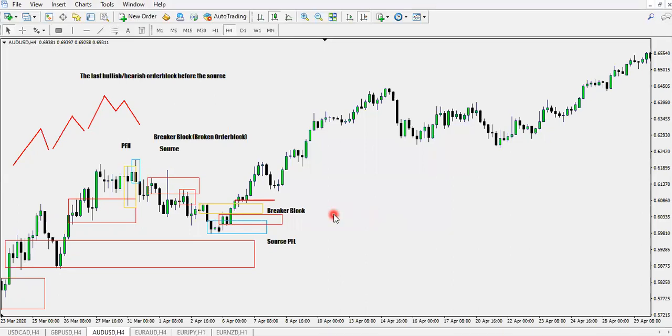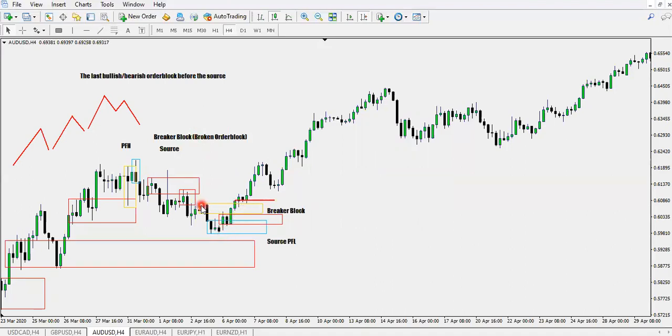Okay, so this won't happen all the time, but generally when the breaker block, or the last broken order block before the source, are close together, this is a good setup. This is a higher probability setup than if, say, the source was quite a bit higher than the breaker, or vice versa. So you'd want the closer that they can intersect, the higher the probability of the setup.